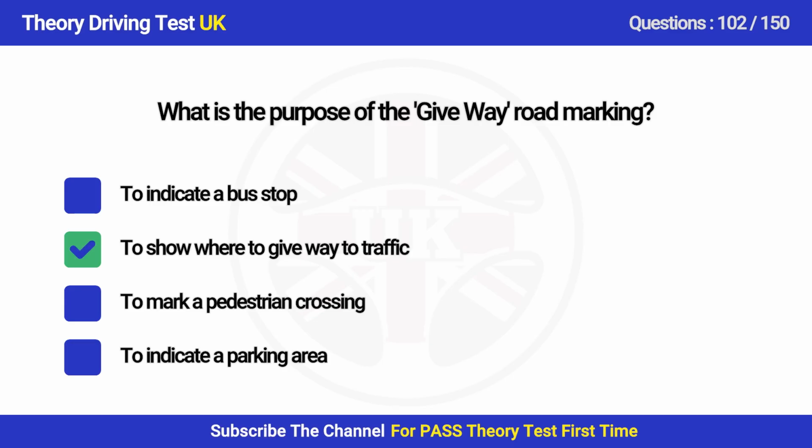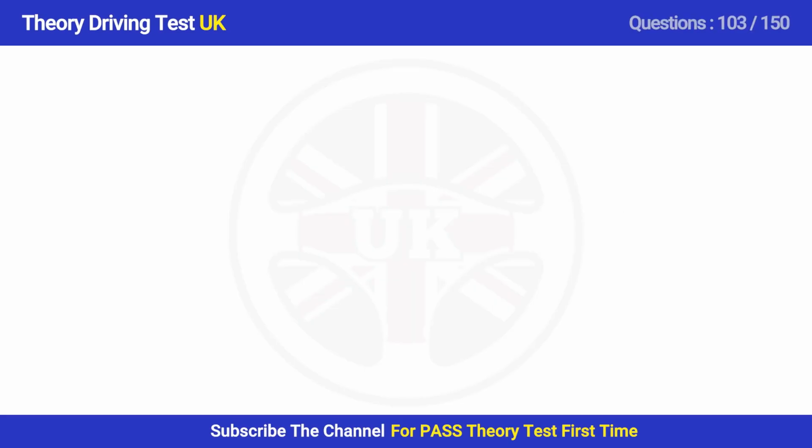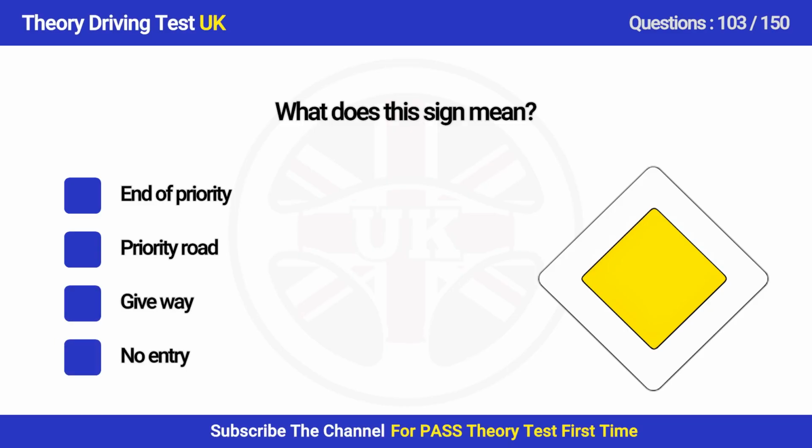Answer is B. To show where to give way to traffic. A give way road marking, a broken white line, indicates where you should give way to traffic on the main road before proceeding. It is often accompanied by a give way sign, reinforcing the instruction. Question 103. What does this sign mean? A. End of priority. B. Priority road. C. Give way. D. No entry.